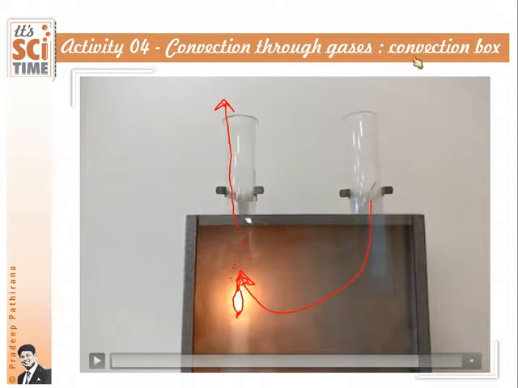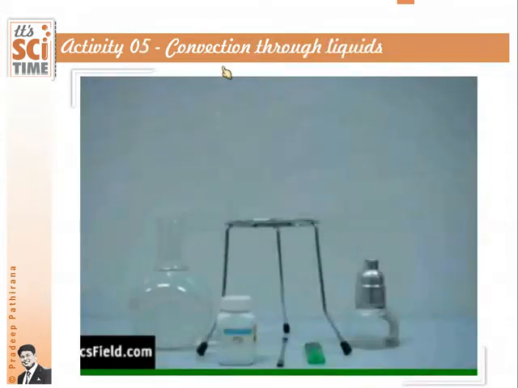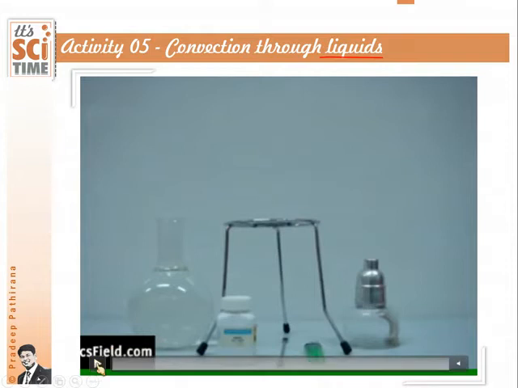And in this convection method of heat transfer, particles travel. Here these particles are gas particles. Gas particles travel from the hot area to the cold area. And this is the method of heat transfer. In this heat transfer, particles move and particles travel. This is the heat convection through gases. Next one is about convection through liquids. Look at this experiment, watch this out as well.